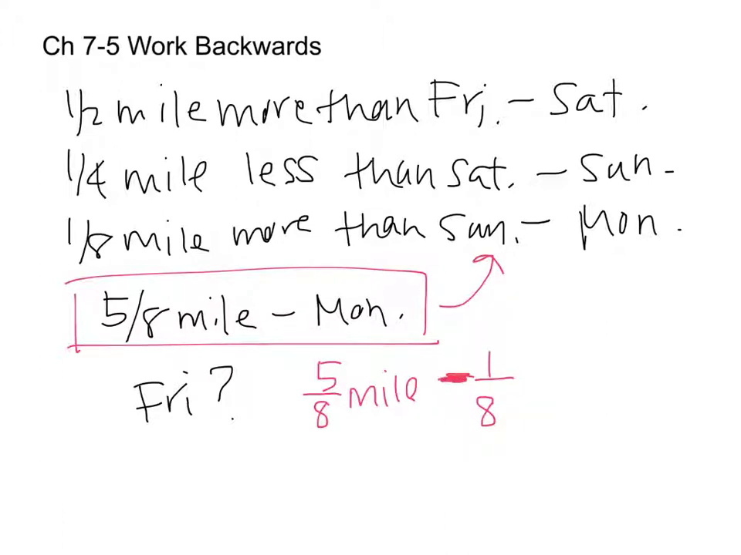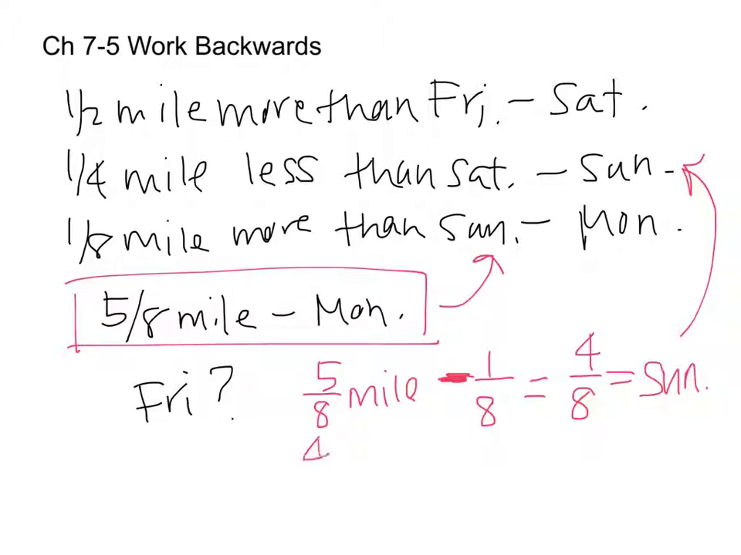What does Sunday become? Naomi: 4/8. Very good, so 4/8 is equal to Sunday. Now that we know Sunday, Sunday says it was 1/4 mile less than Saturday. So if it's 1/4 mile less than Saturday, what do we have to do to figure out Saturday? Tom: You have to add. Exactly, we would have to add 1/4.